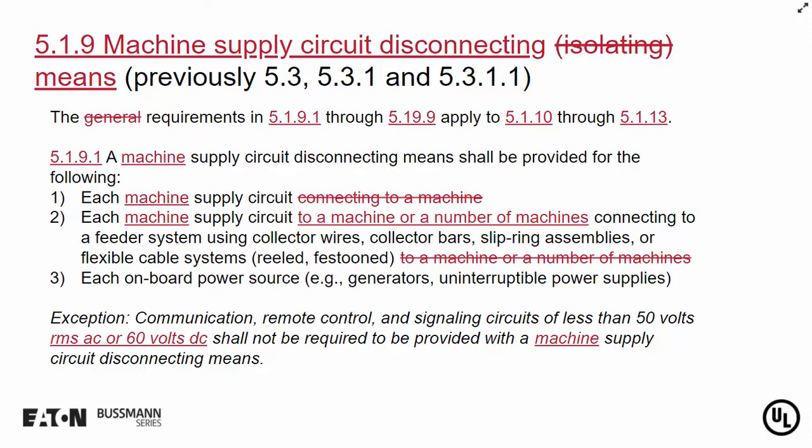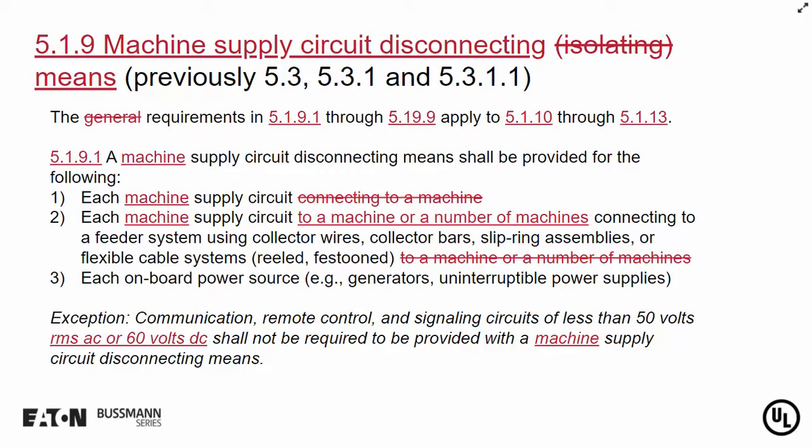Moving on, let's talk about this next section. This is 5.1.9, titled Machine Supply Circuit Disconnecting Means. Now, you'll notice we've made some changes here. Removing the word isolating, that always seemed to cause some problems, because isolating being different in terms of the way it's defined versus disconnecting, as those terms are applied to a switch or some kind of means to provide disconnection of conductors.